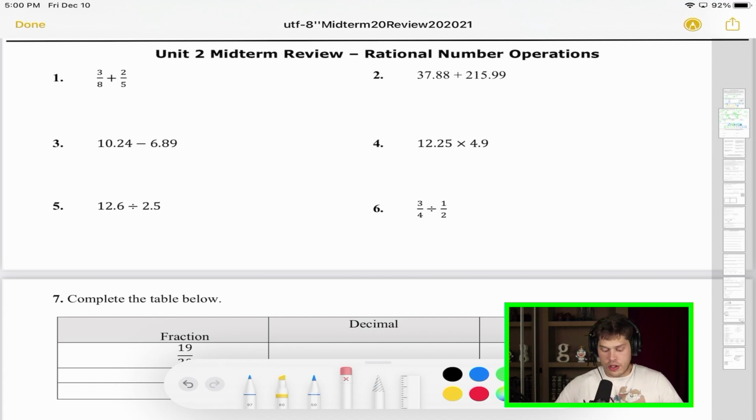We just finished rational number relationships, part 1. Let's go on to part 2, rational number operations.